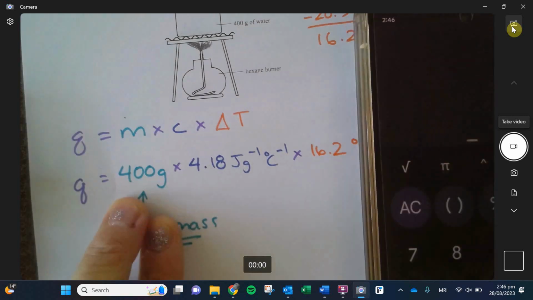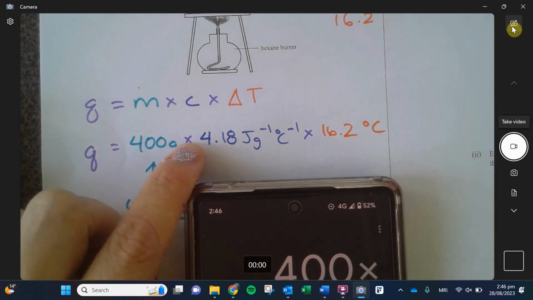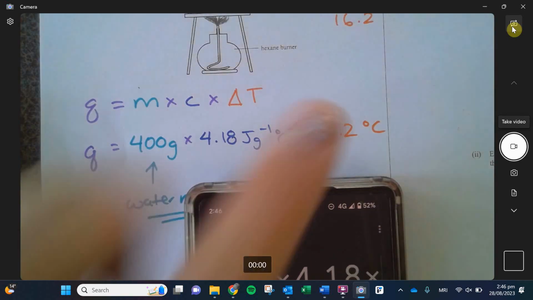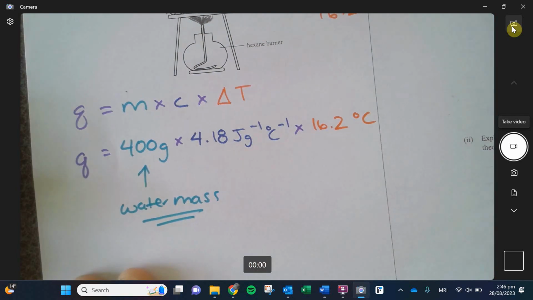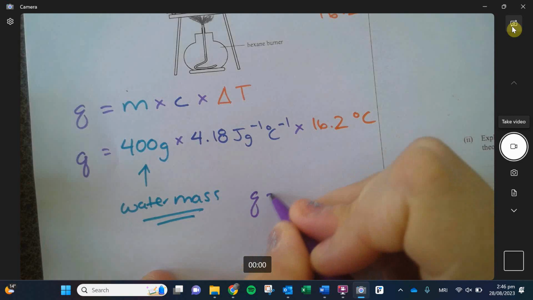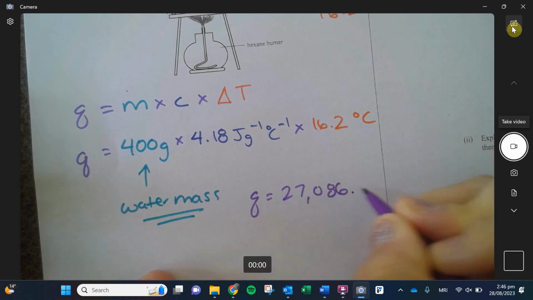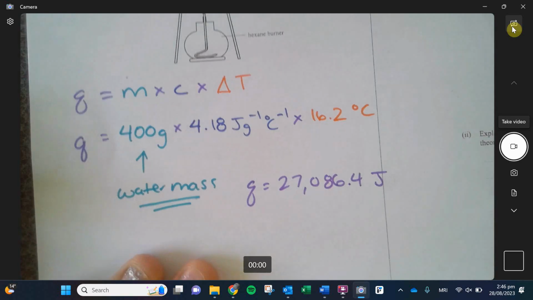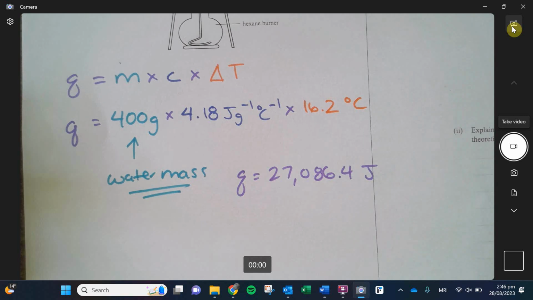Okay. So we're doing 400 times 4.18 times 16.2, and I get Q is equal to 27,086.4 joules. At this point, I am not rounding because I am not done with my calculation. But that's how much energy needed to be absorbed by the water to do that temperature change.